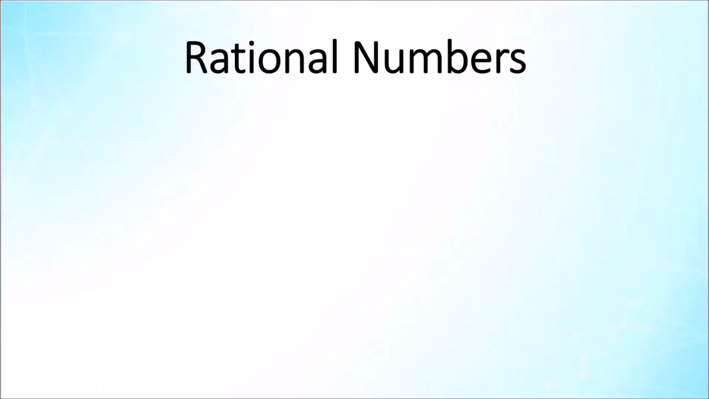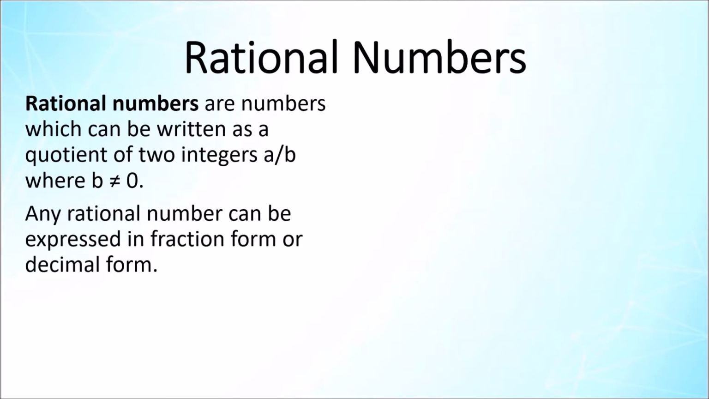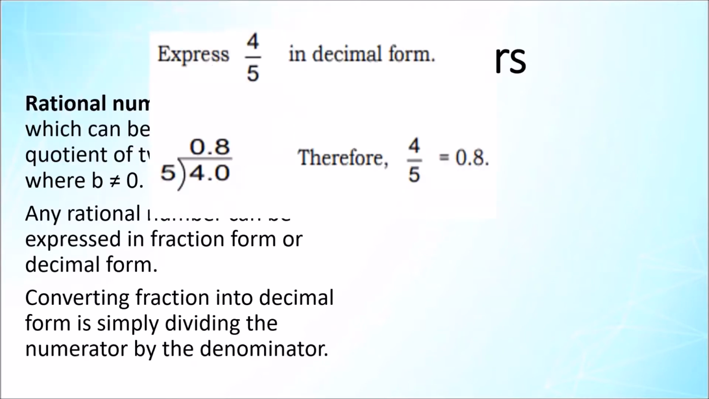Now, let us define what a rational number is. Rational numbers are numbers which can be written as a quotient of two numbers, A over B, where B is not equal to 0. And any rational number can be expressed in fraction form or in decimal form. That is a rational number. And converting a fraction to decimal form is simply dividing the numerator by the denominator. That is the shortcut for changing a fraction to decimal places.